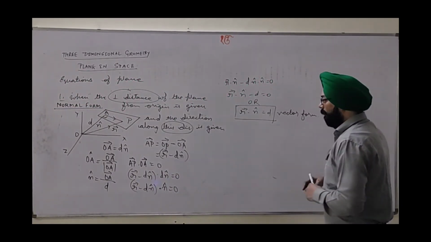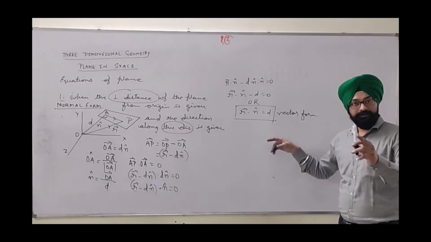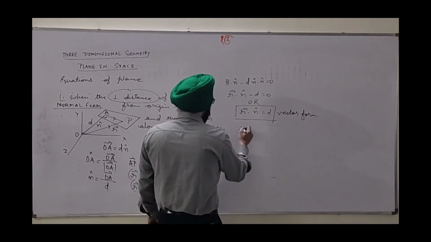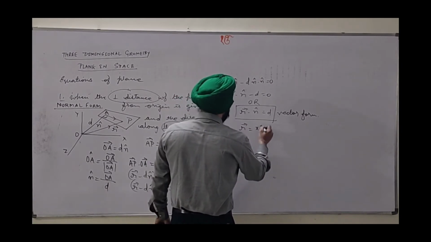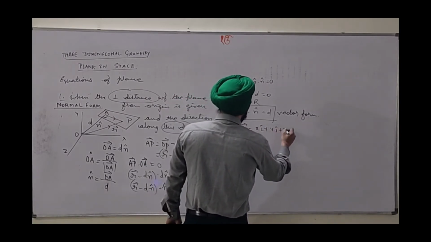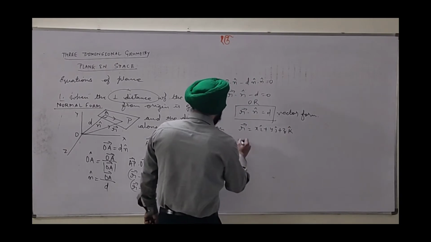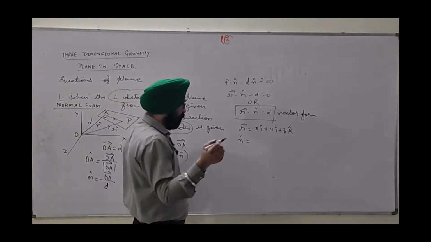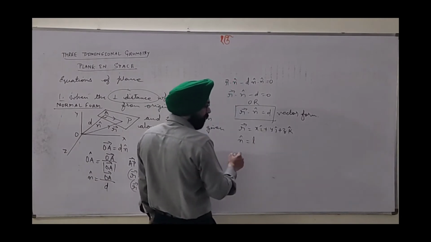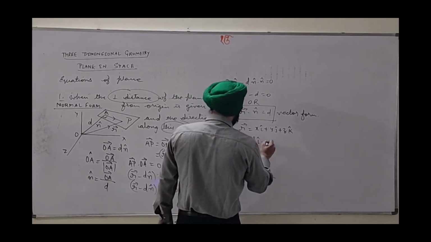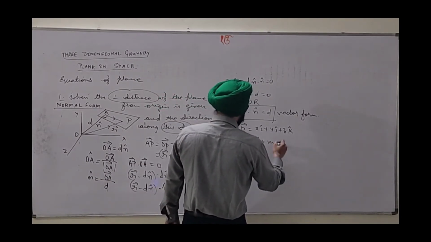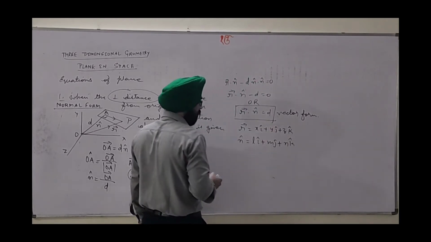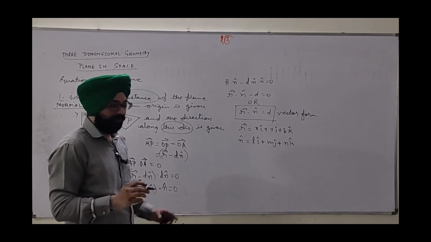By the way, this was the vector form. Why go ahead? We need to find the Cartesian form also. Now let me explain. R vector obviously is xi plus yj plus zk, and n cap is a unit vector, so its components are fixed. They are always represented by l, m, n, the direction cosines. d is the distance, a simple length.